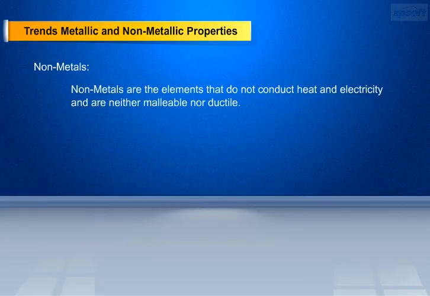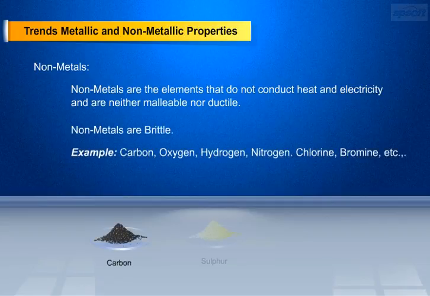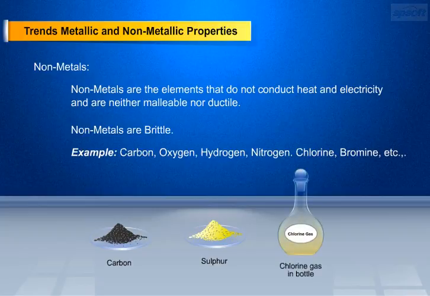Non-metals are the elements that do not conduct heat and electricity, and are neither malleable nor ductile. Non-metals are brittle. Examples are carbon, oxygen, hydrogen, nitrogen, chlorine, bromine, etc.